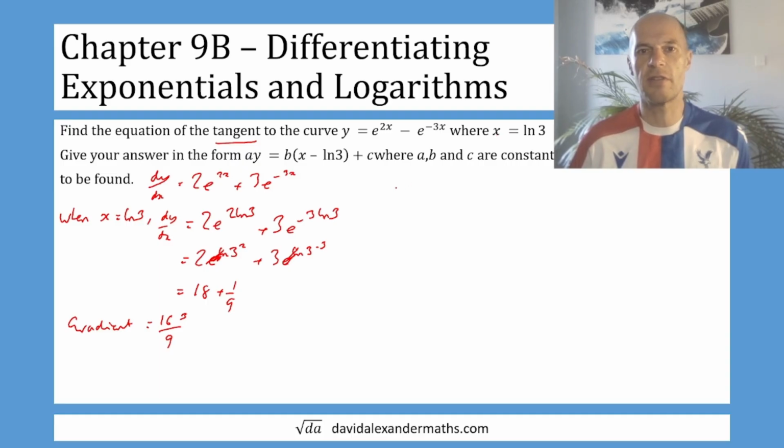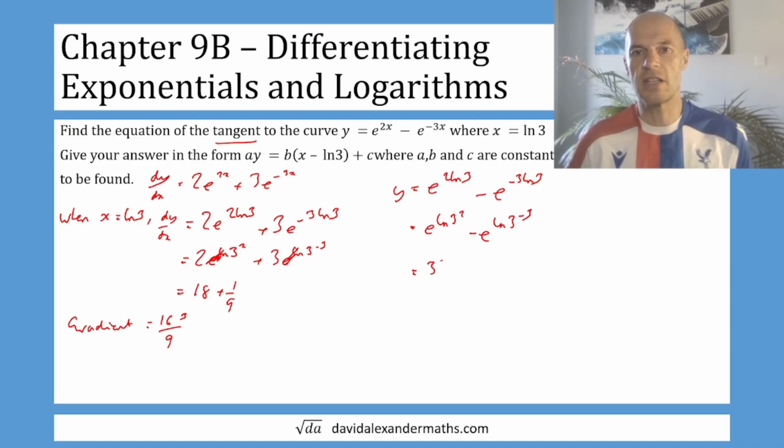Now I also need to work out the coordinate. So when x is ln 3, y is e to the power of 2 times ln 3, take away e to the power of minus 3 ln 3, so that is e to the power of ln 3 squared minus e to the power of ln 3 to the minus 3, which is 3 squared minus 3 to the negative 3, so 9 take away 1 over 27. Therefore the y coordinate is 242 over 27.